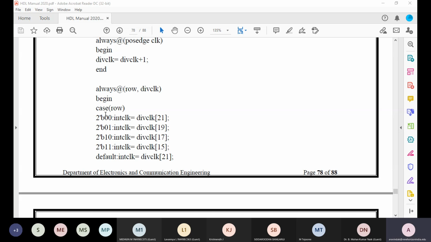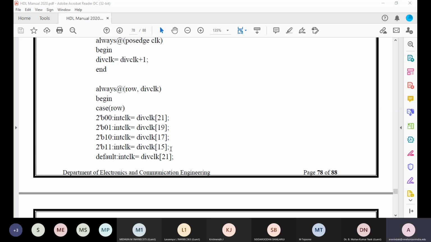Now based on this, we are deciding upon the speed of the motor. You can see when it is 00, it is div clock of 21 position. If it is 01, div clock 19 position, similarly 10, 17 position, 11, 15 position, by default it is 21st position. Now as you know, LSB is the fastest side and MSB is the slowest side. Now in this div clock, we are using the 21st position. That means that is the slowest one. If we use the 15th position, that is the fastest one.